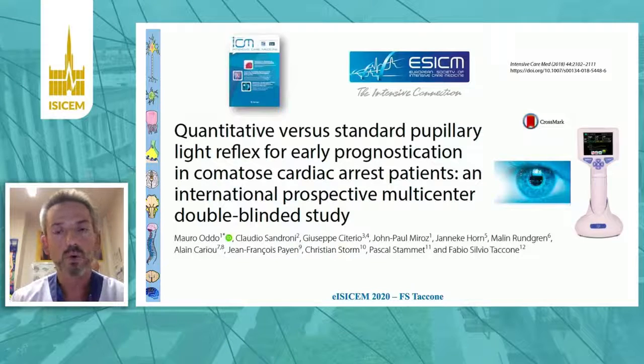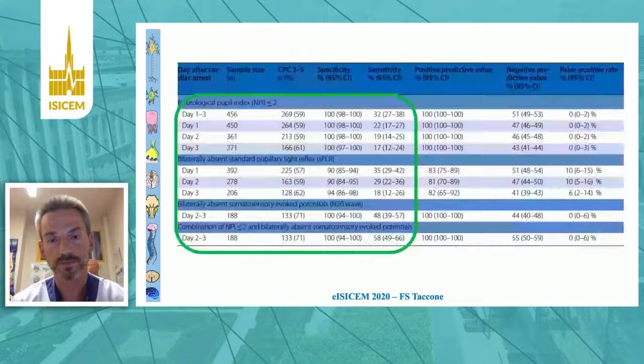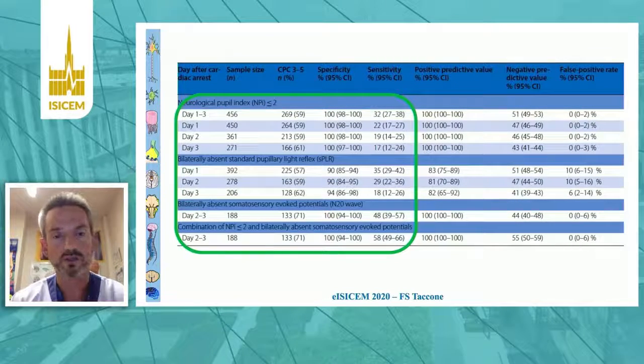Where the role of prognostication of pupillometry has been well studied is in cardiac arrest. We know that pupillary function is considered a strong predictor, and as we know that with pupillometry we can more adequately assess the pupillary function, we have performed this multicentric study, 456 patients, published in Intensive Care Medicine 2 years ago, where we observed that an NPI less than or equal to 2 already at day 1 had 100% specificity to predict poor outcome in these patients.